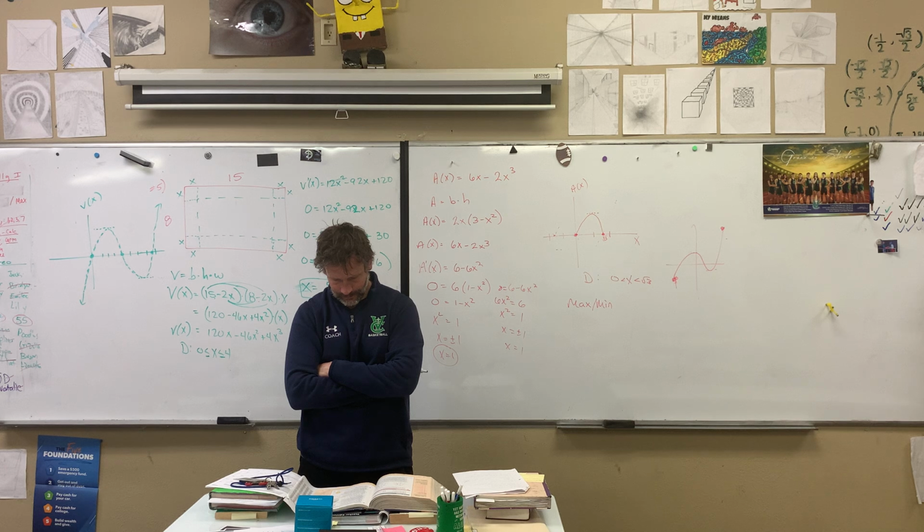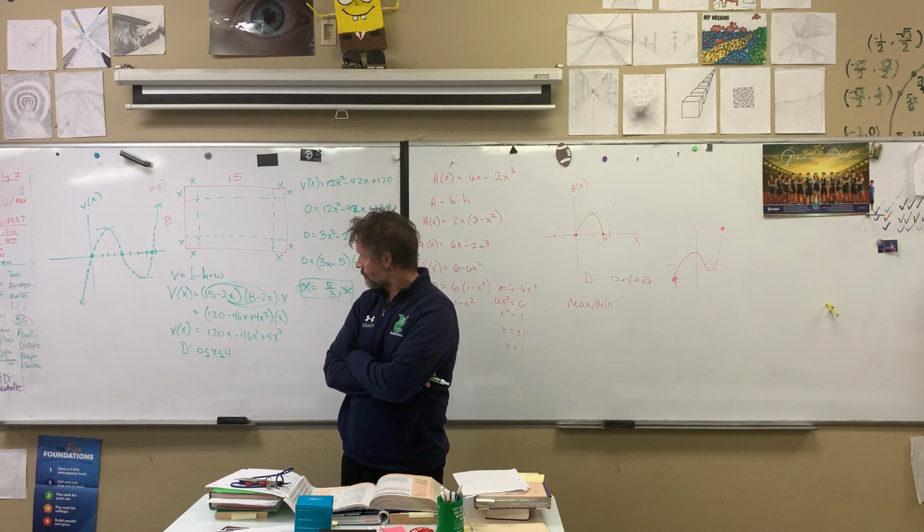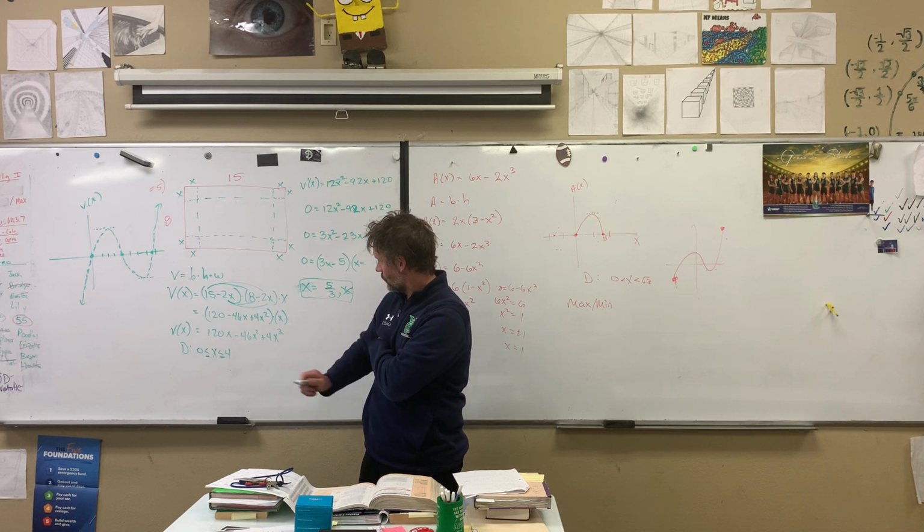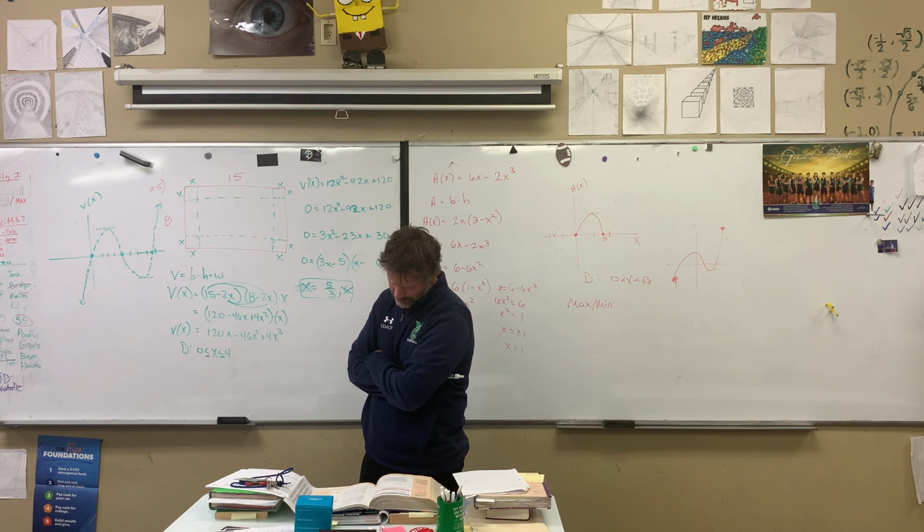And the equation for the volume was 4x cubed minus 46x squared plus 120x. Yeah, 4x cubed, negative 46x squared, and 120x.